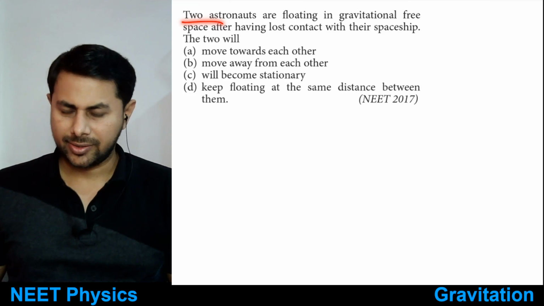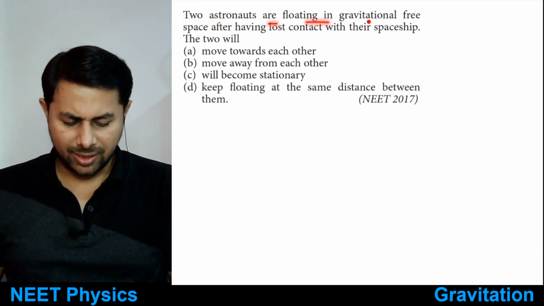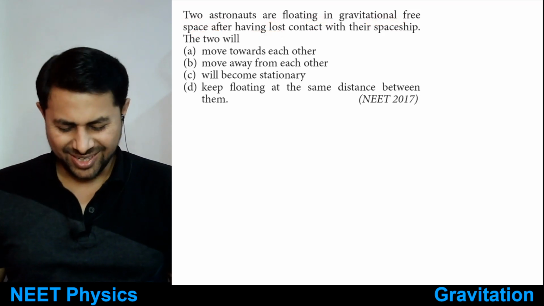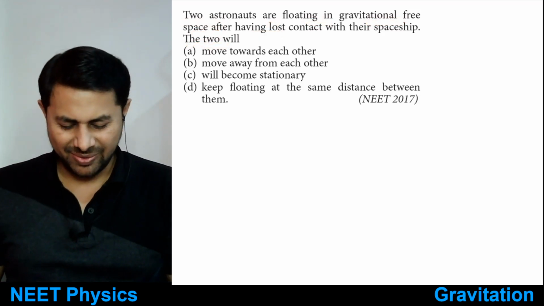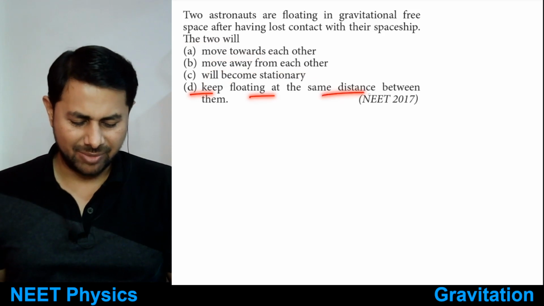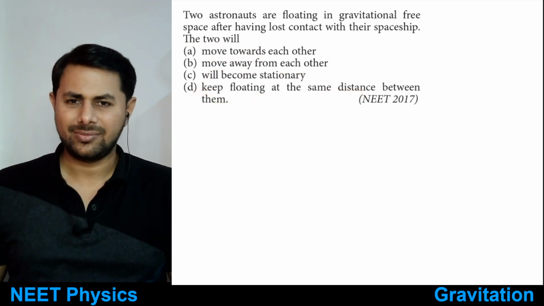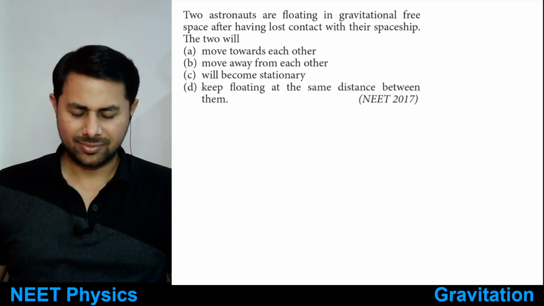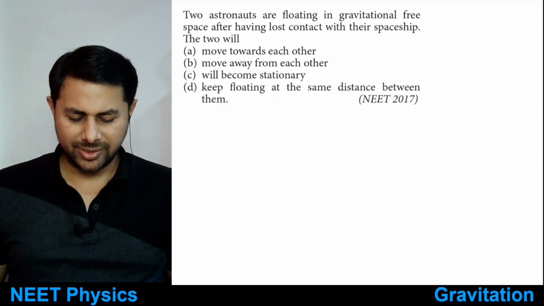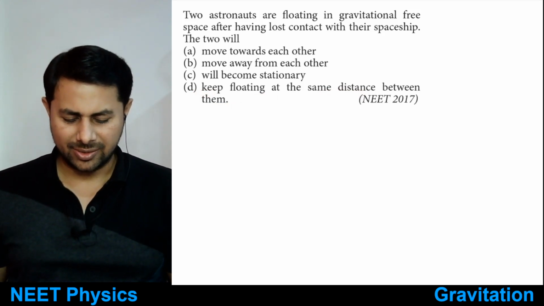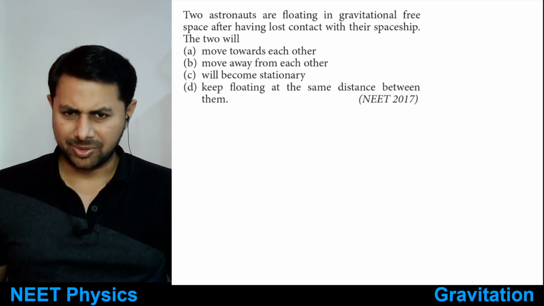Two astronauts are floating in gravitational free space after having lost contact with their spaceship. They will move towards each other, move away from each other, become stationary, or keep floating at the same distance between them. Tell me. Two astronauts, they are floating in gravitational free space. It's option A.